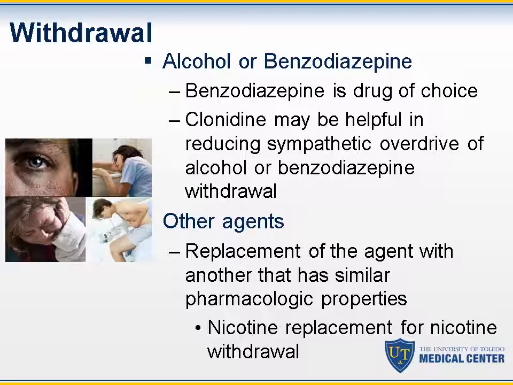For other agents, it's best to replace with an agent that has similar pharmacological properties. So if we have nicotine, we're going to replace with nicotine. If we have opioids, it's actually best to get an expert in detox for the management of the opioid withdrawal.